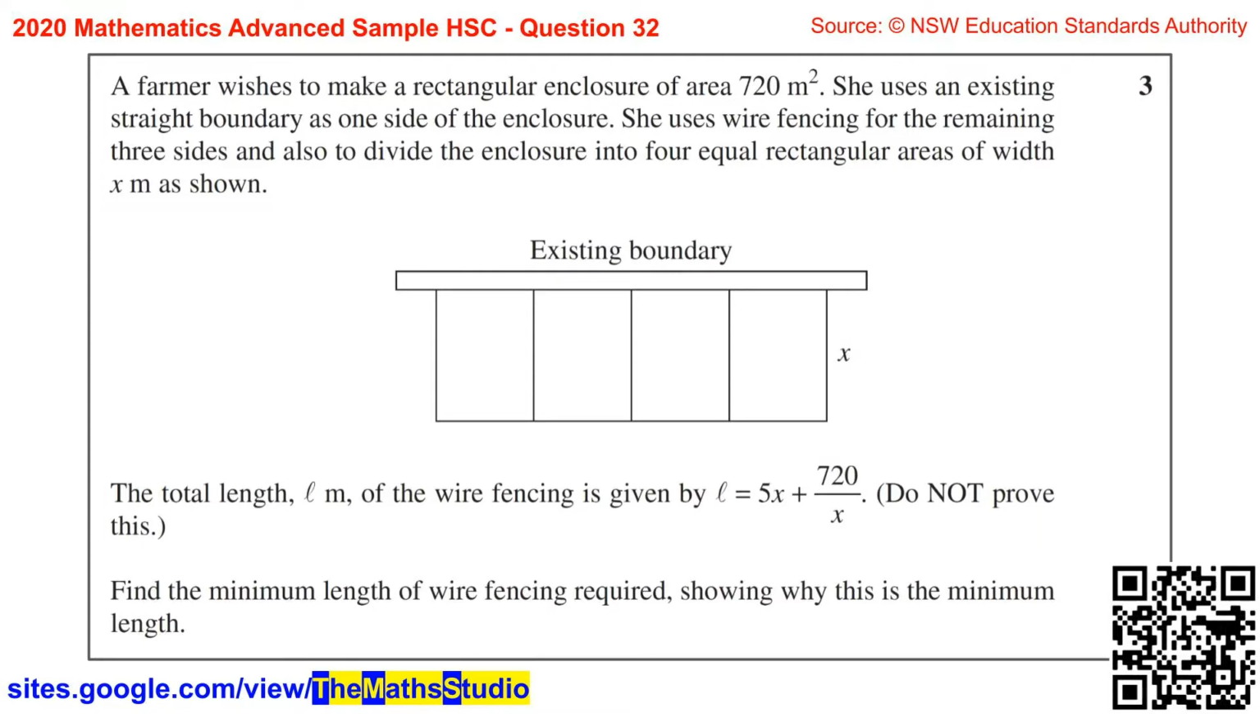The total length, L meters, of the wire fencing is given by L equals 5x plus 720 over x. Do not prove this. Find the minimum length of wire fencing required, showing why this is the minimum length.